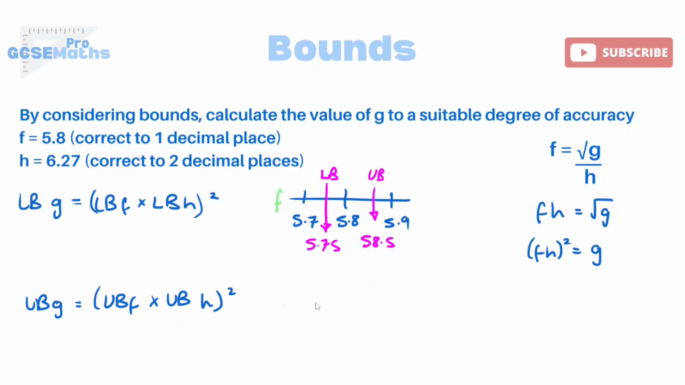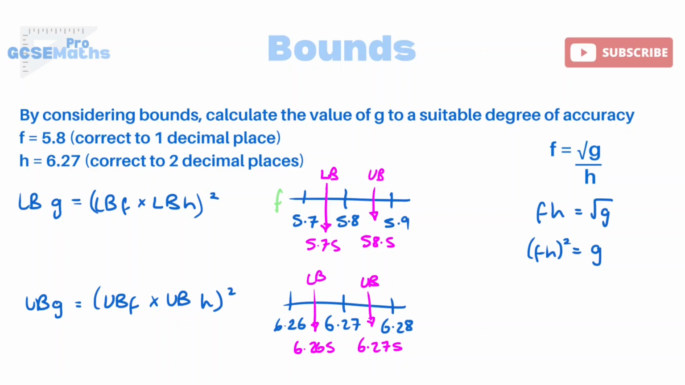Now for h, we've got 6.27 to 2 decimal places. So I'm looking at the second decimal place, one above, one below. So 6.26, and one above is 6.28, and then obviously halfway. The lower bound is 6.265 and the upper bound is 6.275. Now, in this case with decimal places, you're kind of just adding on an extra 5 or taking away a 5, isn't it? So they're a bit more straightforward to do without drawing this whole diagram, but it's up to you. So we've got that.